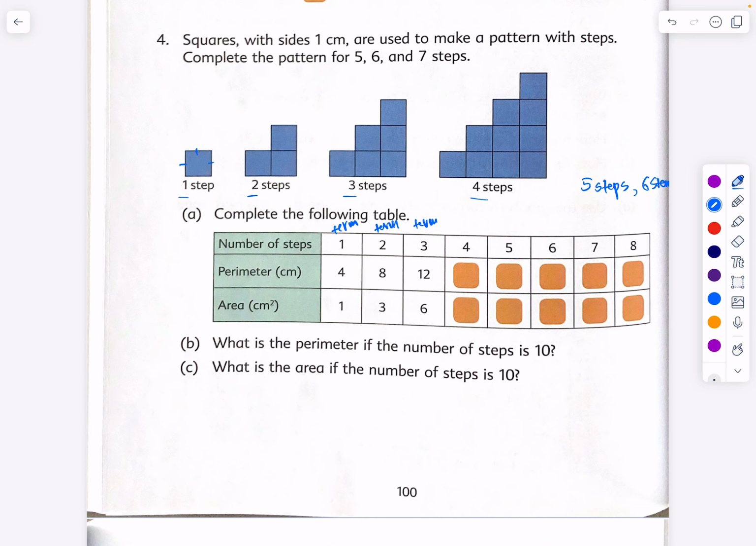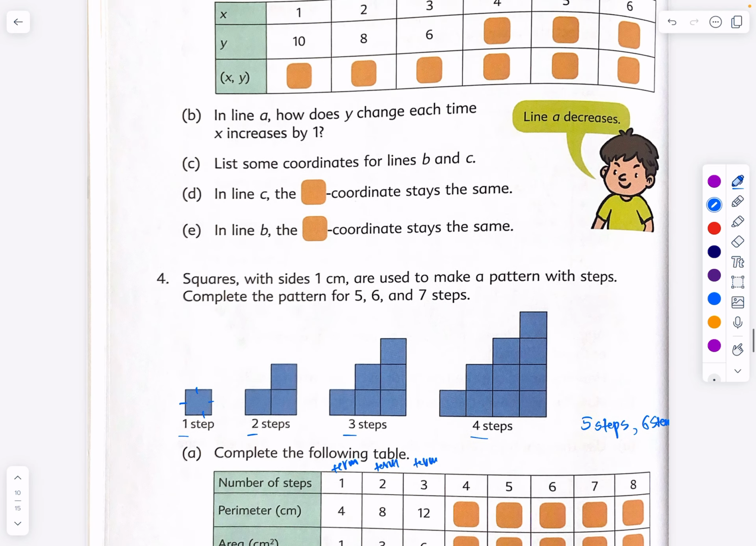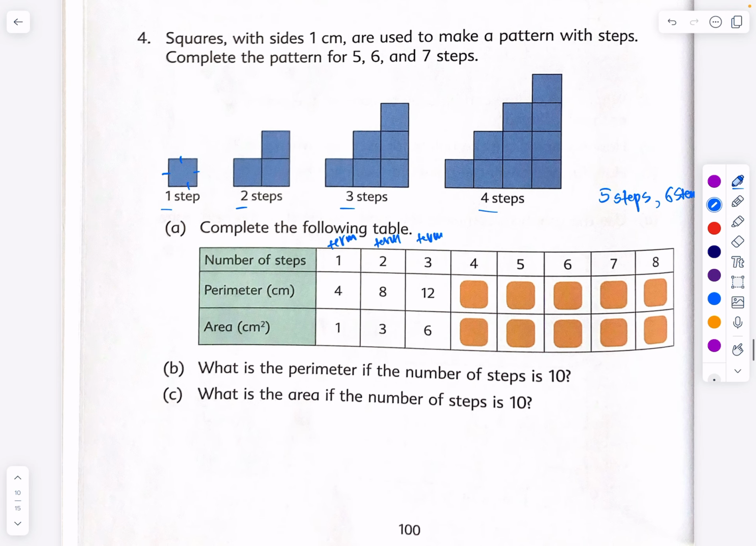Well, 1, 2, 3, 4. Easy peasy, right? So the perimeter is just 4. What about 2 steps, right? I'm going to pick up a different color. We're going to have 1, 2, 3, 4, 5, 6, 7, 8. Okay, so we have 8. Check, right? We have 4, we have 8.